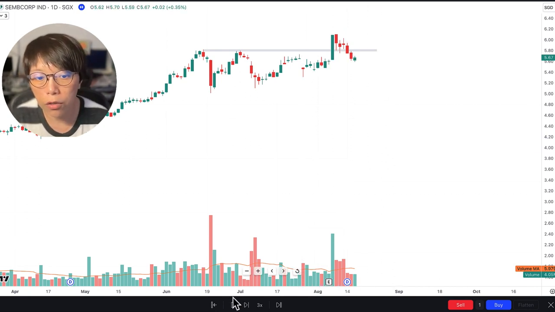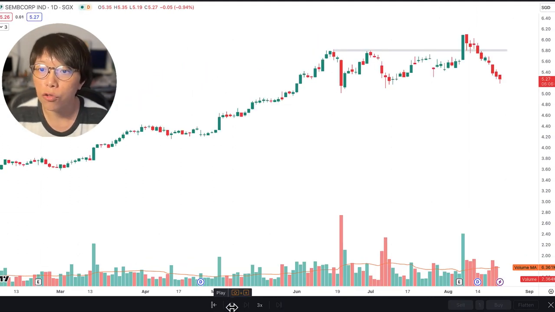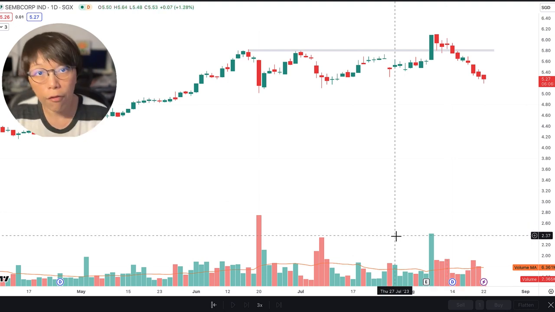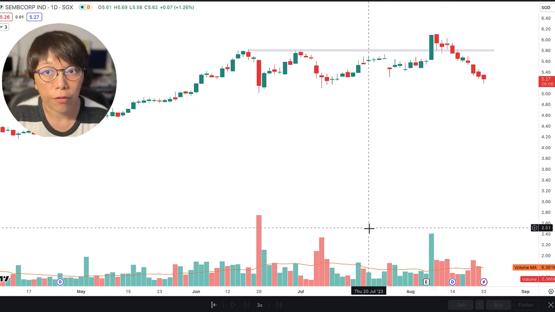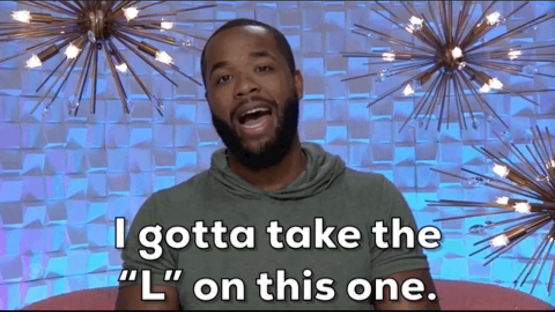Okay, so let's continue to roll the price and we see what's happening right now. Now, right now, price is trading at 527 at this moment that I'm doing the recording. Of course, those people who bought at an average of $6 will not be very happy because right now they are faced with an immediate loss.